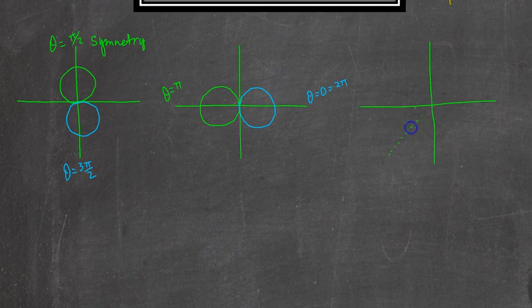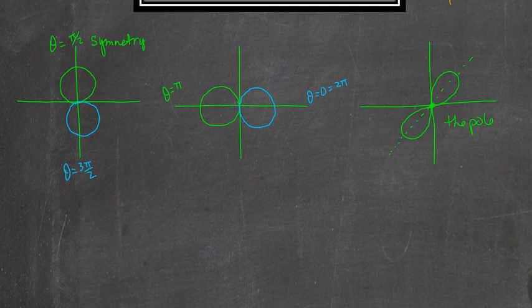You can also get a symmetry with respect to this line. So if you have something that has, for example, this shape, this would be symmetry with respect to the pole. So not the origin, but symmetry with respect to the pole.